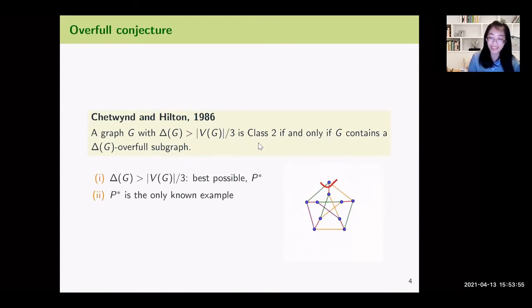One more thing to say is that this condition in the overfull graph conjecture is best possible. Again, you can see this by the P star. This P star is one example to show the sharpness of this degree condition. But actually, this is the only known example to show the sharpness, and it is only a finite graph. So we really don't know, for example, if your graph has many vertices, maybe n over 4 or even something smaller could also satisfy the conclusion.